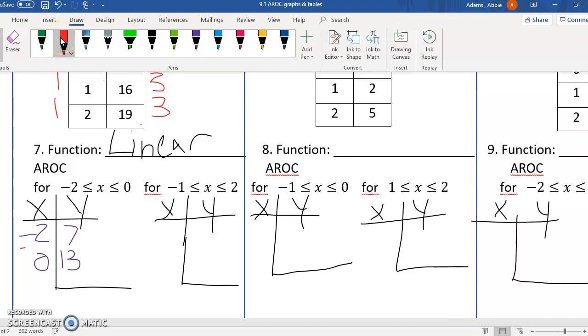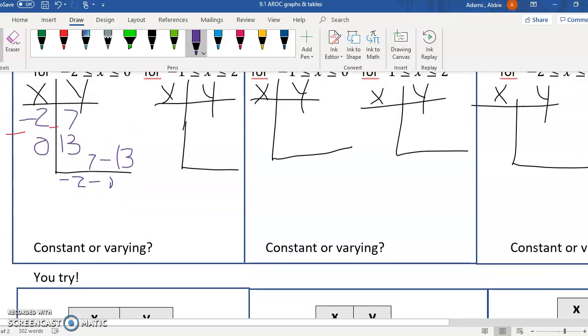So now we're going to do our differences here. Your difference of your y is going to slide down to the top. So I've got 7 minus 13 in my numerator, and -2 minus 0 in my denominator. 7 minus 13, that's going to give us -6, divided by -2 minus 0, which is -2. So that's going to reduce to an average rate of change of 3 for our first interval.